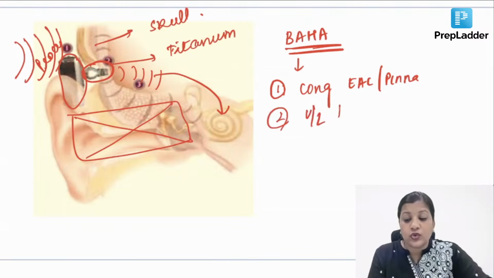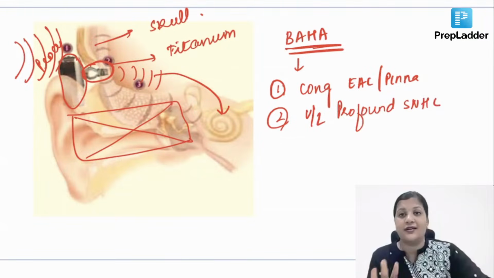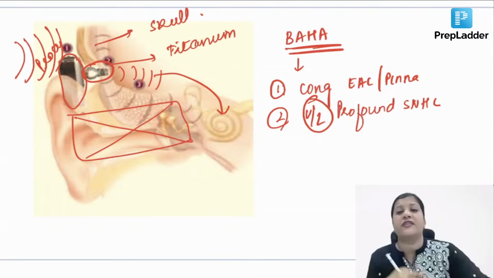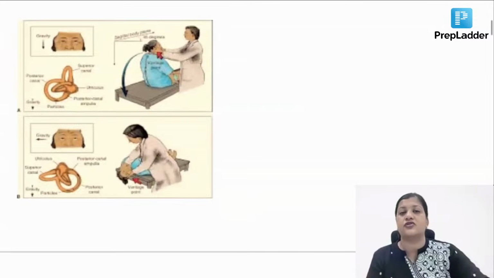Second one is unilateral profound SNHL. If there is a bilateral profound SNHL, we learned that the indication is CI, cochlear implant. But if it is unilateral, not bilateral, then you go for BAHA. Right? These two, if you remember, I think it's enough. The rest of the thing is not so important. So remember these two very important indications for BAHA.